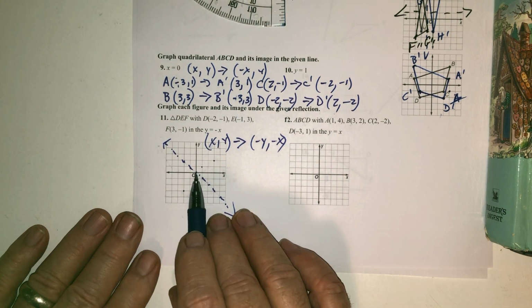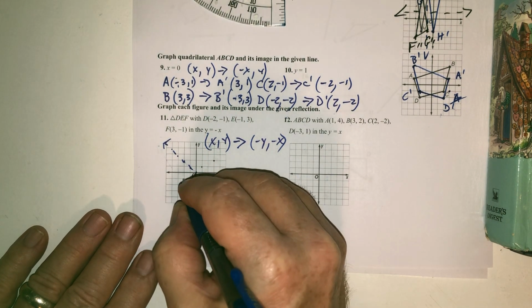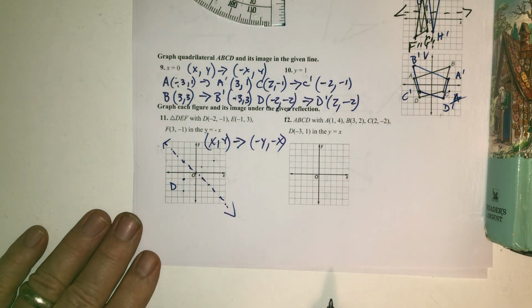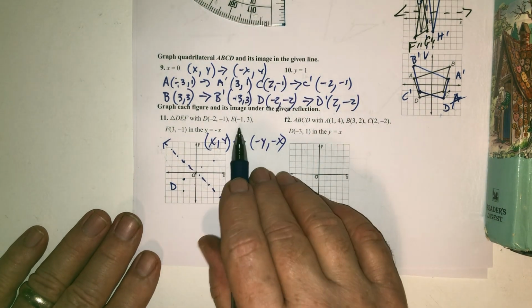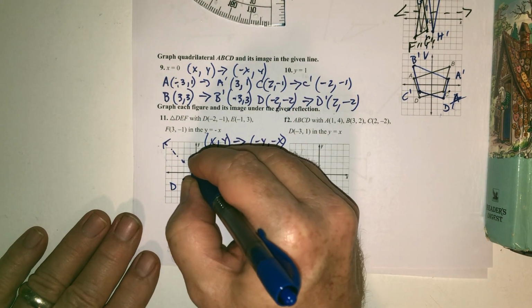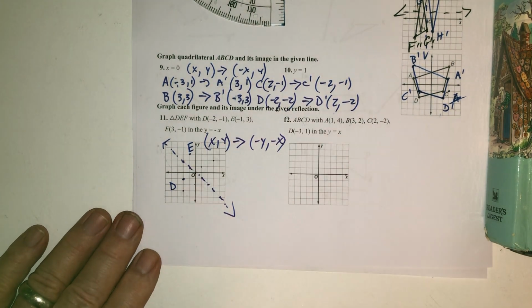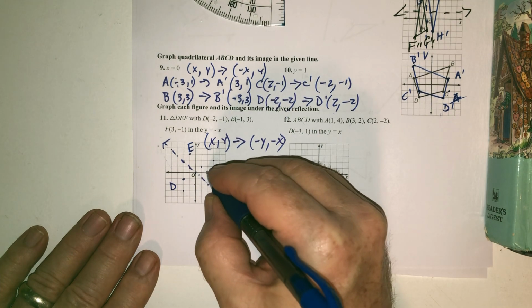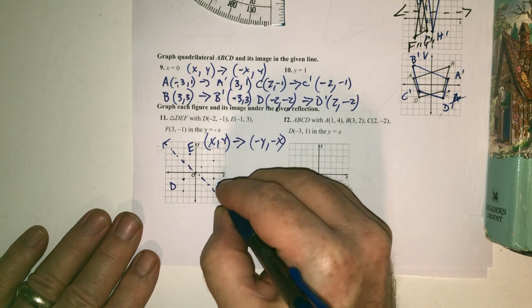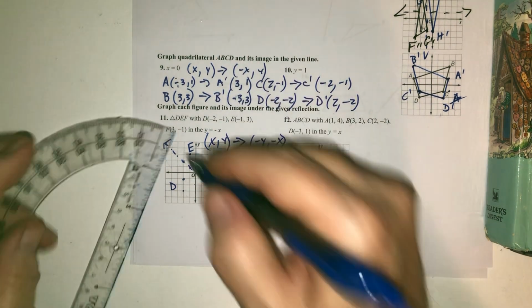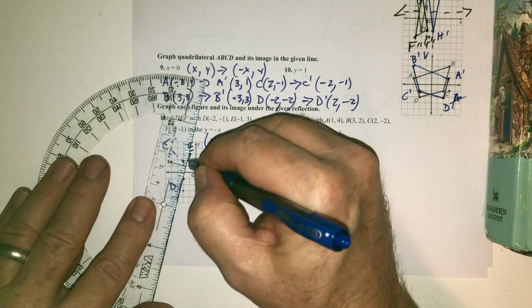I graphed the original in blue, so (-2, -1), there's point D. And by the way, we'll do (-1, 3). Let's do that. 1, negative 1, 1, 2, 3. There's point E. And then (3, -1). 1, 2, 3, negative 1 would be point F. All right, so D.